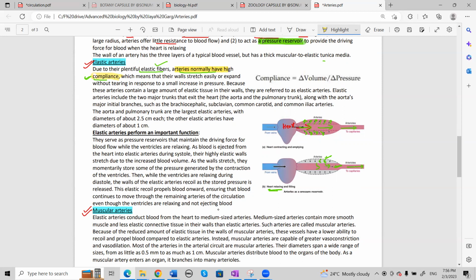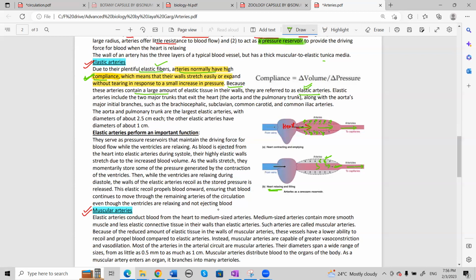Arteries have high compliance, meaning their wall is able to stretch easily without tearing in response to only a small increase in pressure. You are putting little pressure through the mouth, blowing the air, and expansion is more. We will say it has high compliance there. Now, these arteries contain a large amount of elastic fibers. They are known as elastic arteries.